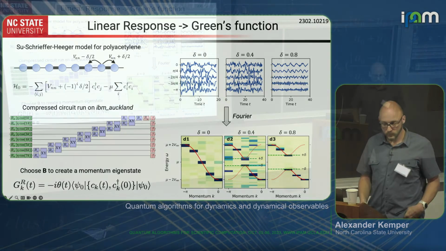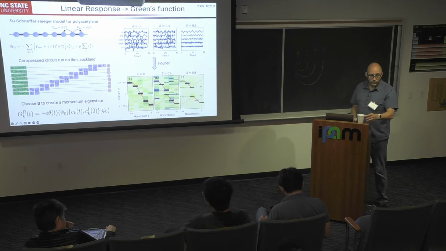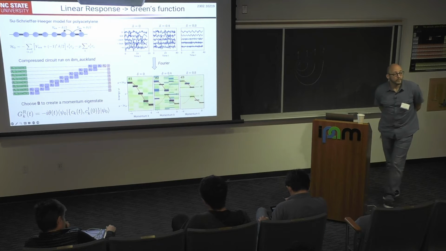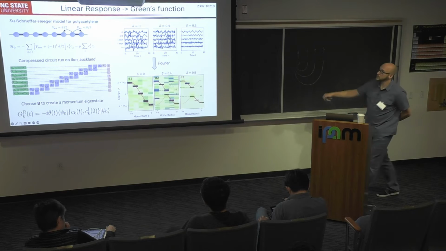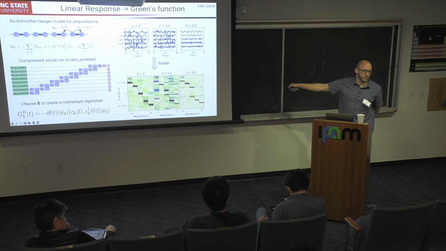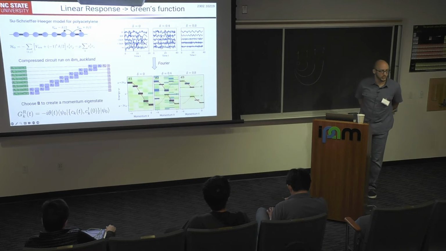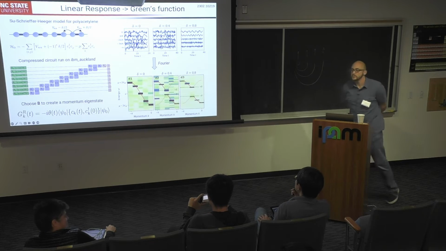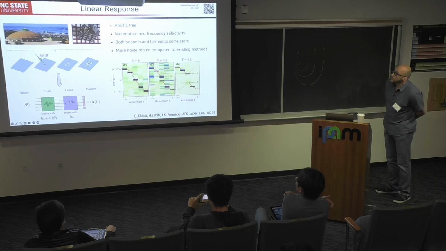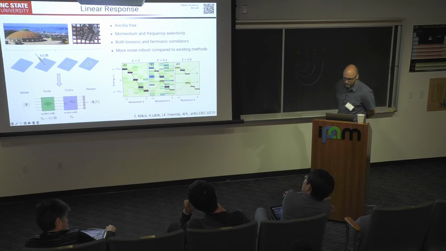So the fact that it's free fermion, does that also imply that calculating Green's function is efficient classically? Yes. No, this is not a model that's hard. I could do this on pen and paper. This is more to demonstrate that it works and that you can actually execute this on hardware. Okay, good. So that's this part of the talk: ancilla-free, momentum, frequency selective, these sorts of things.